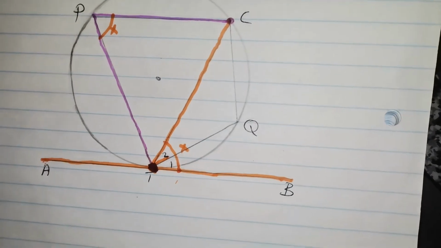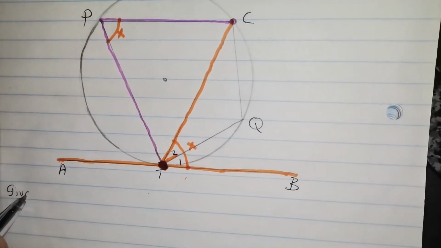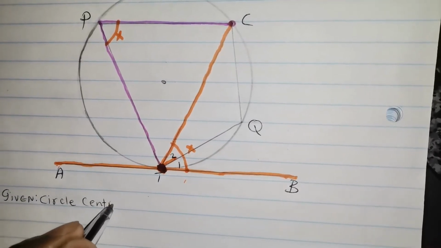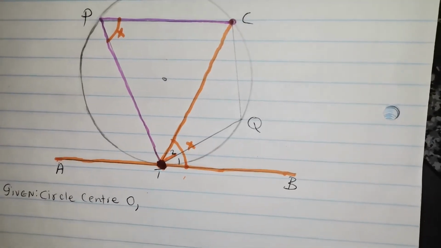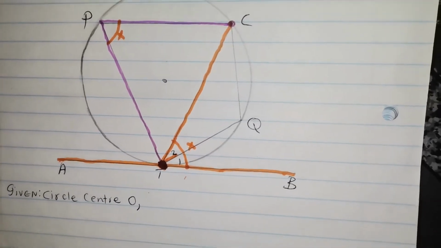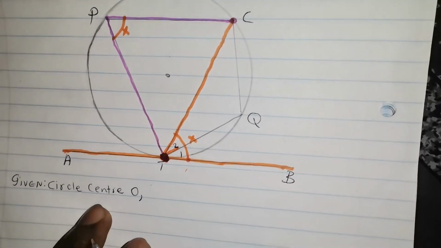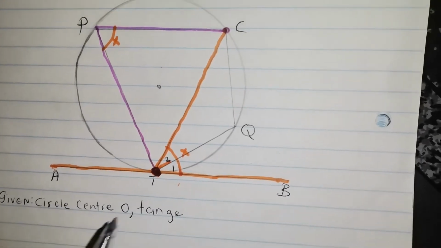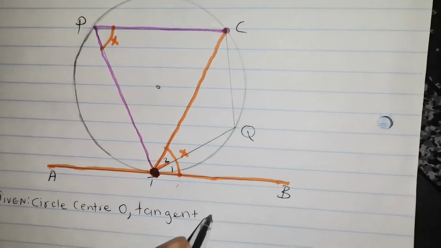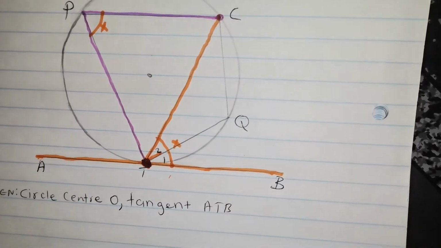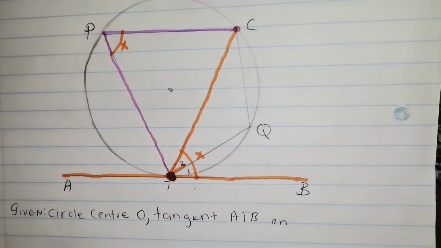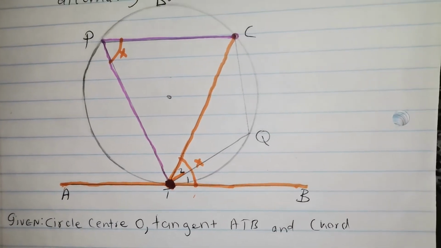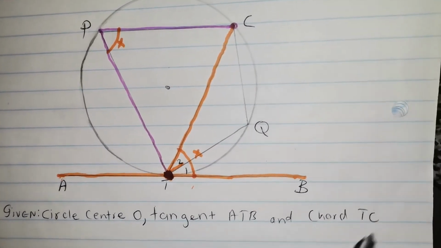This one is so simple. We are given that circle with center O. In the exam, they usually give you such information, but I'm just showing you how we go about this question. They're giving circle center O, also giving tangent ATB, and the chord we're trying to prove, chord TC.